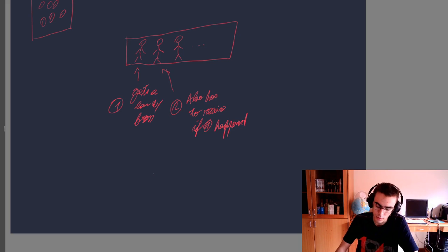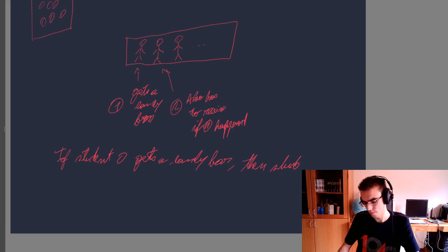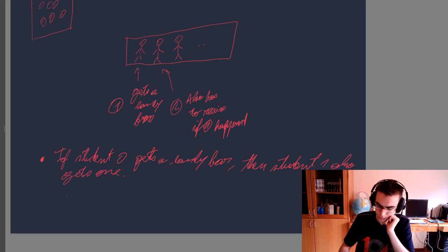So let's come up with a simple ordering. If student 0 gets a candy bar, then student 1 gets one. And this goes on. If student 1 gets one, then 2 also does, and if 2 does, then 3 also does. Right?